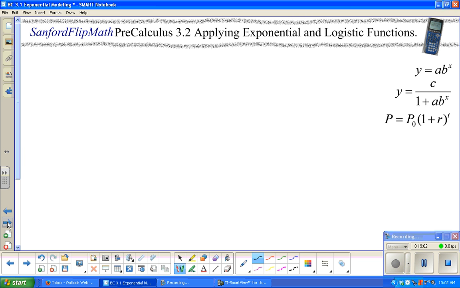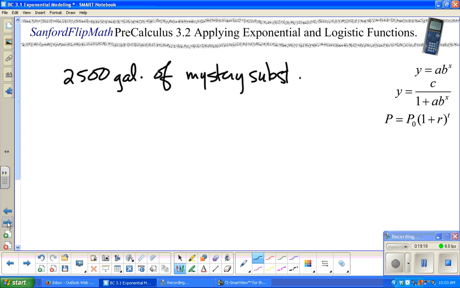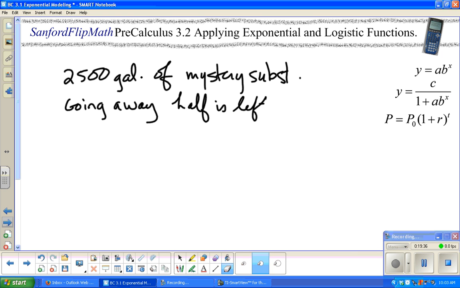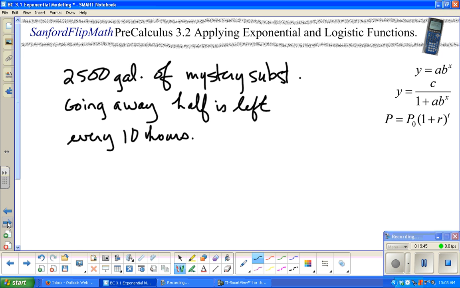Let's say we have some kind of situation where something's dissipating, it's going away. So let's say we start out with 2,500 gallons of some mystery substance, and it is evaporating away or draining away or going away in such a way that half is left every 10 hours. Okay, so we start out with 2,500 gallons of whatever this stuff is. 10 hours later, it's 1,250. Half of it is gone. Another 10 hours later, it's half of that. Another 10 hours later, it's half of that.